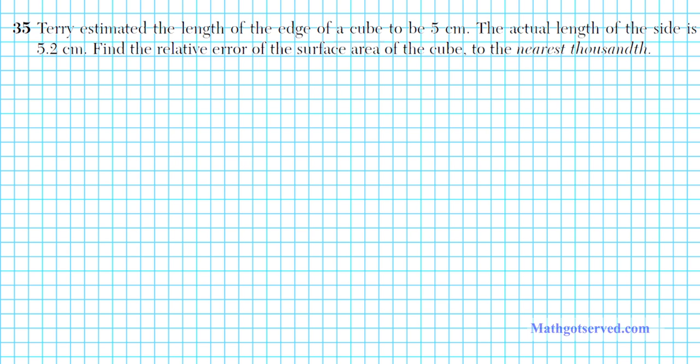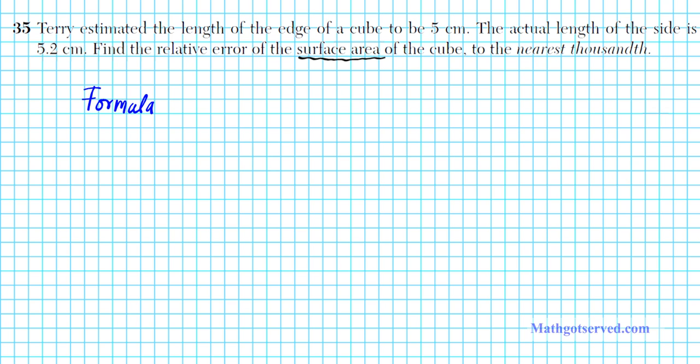All right, let's take a look at problem 35. It says Terry estimated the length of the edge of a cube to be 5 centimeters. The actual length of the side is 5.2 centimeters. Find the relative error of the surface area of the cube to the nearest thousandth. Okay, so we have to be careful here to note that we're not looking for the relative error of the measure of the side of the cube, but we're looking for the relative error of the measure of the surface area.